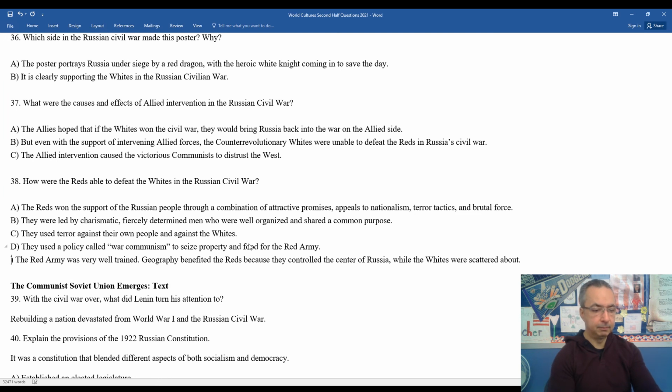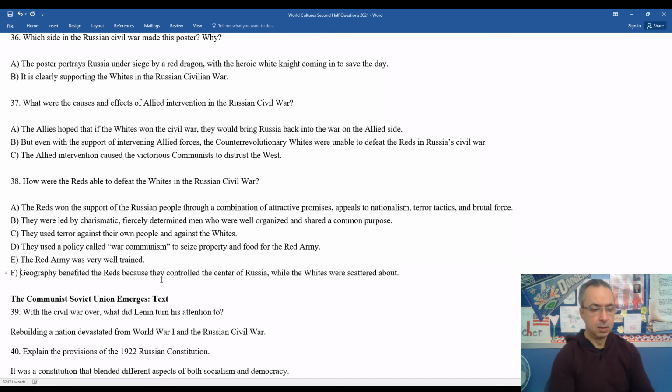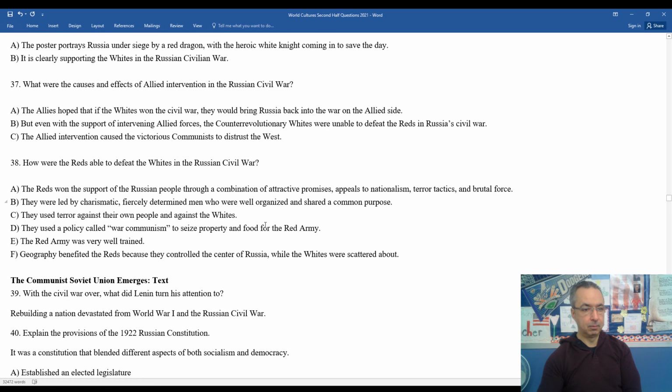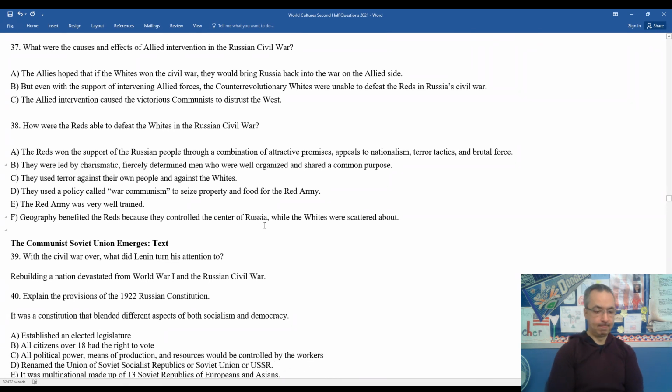The Red Army was very well trained. Also, geography benefited the Reds because they controlled the center of Russia while the Whites were scattered about, which made it a little bit more difficult for them to truly fight.